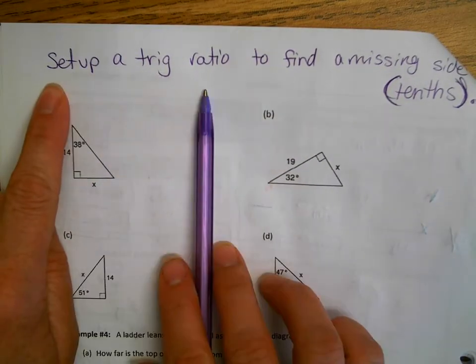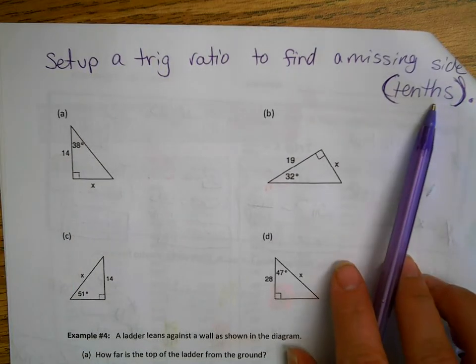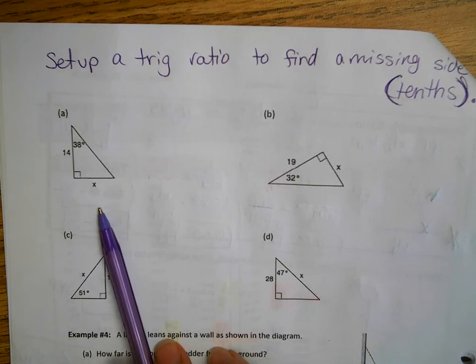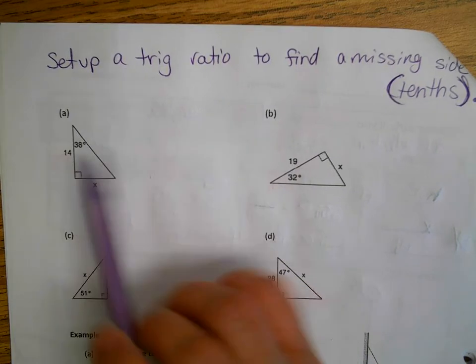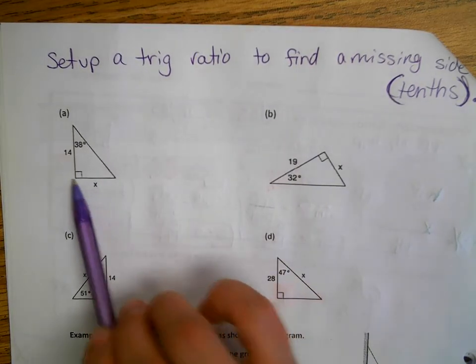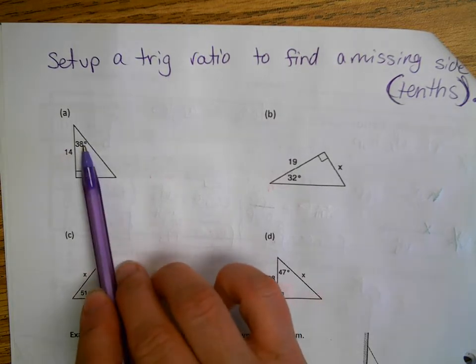So again, we're going to set up a trig ratio to find a missing side. When we have to round, we're going to round to the tenth place. So looking at this picture, what we're given is that this measure from here to here is 14. This side is what they're looking for to find x, and this angle measure is 38.